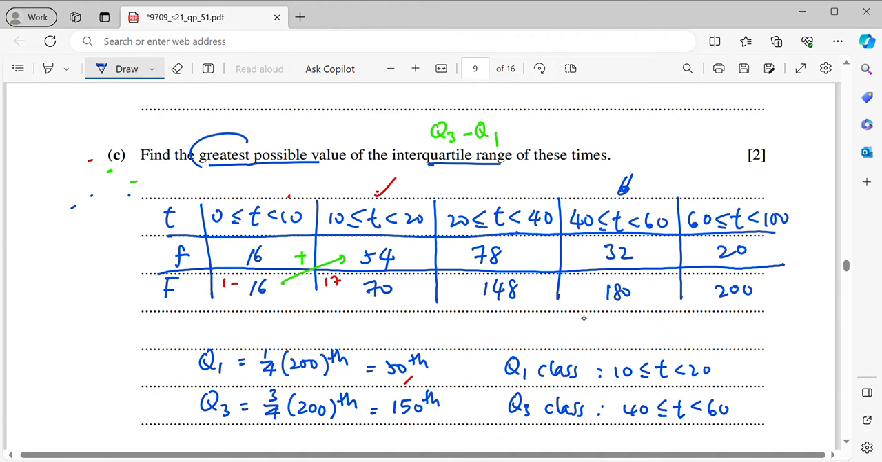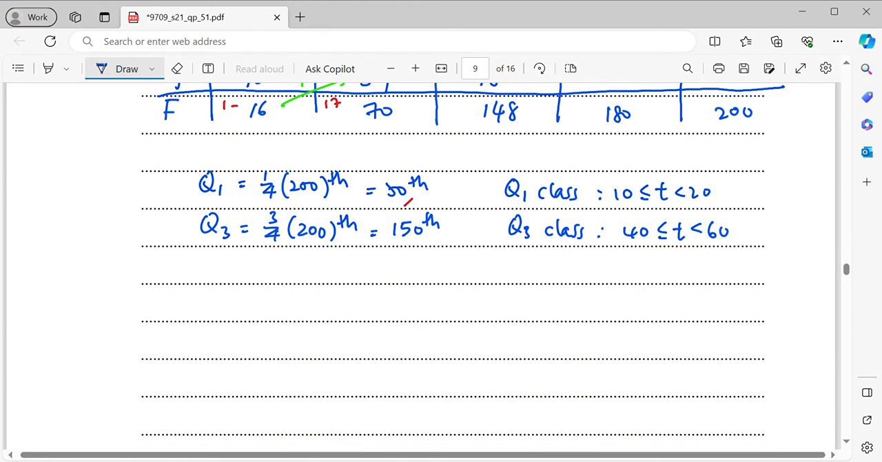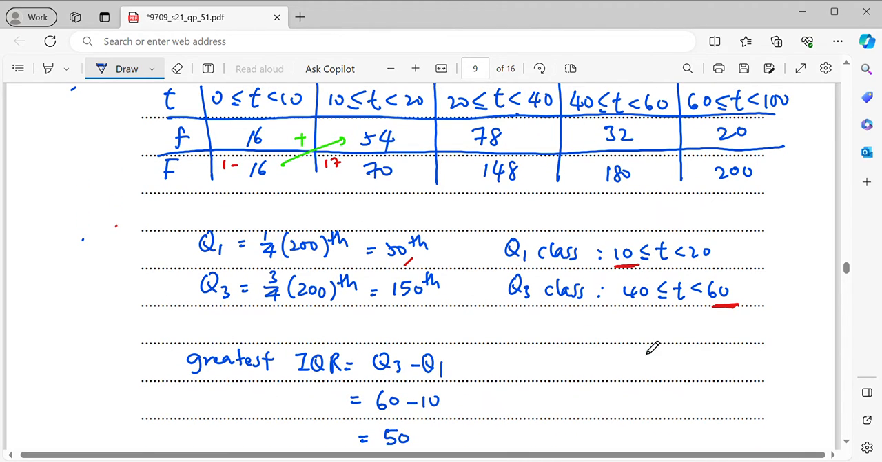So now in order to get the greatest possible interquartile range, I will write IQR. That will be Q3 minus Q1. But then in order to get the greatest IQR, I have to take the biggest, which is 60, minus the smallest in the Q1. So I use the greatest Q3 value minus the lowest Q1 value. That means it's 60 minus 10. Then you will be getting 50. So this will be the greatest interquartile range.